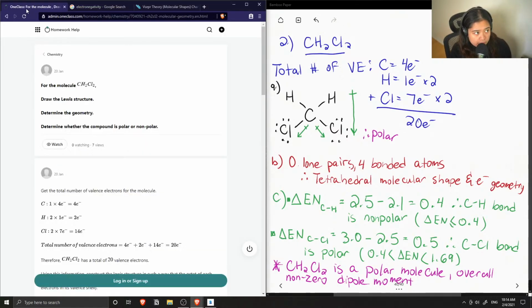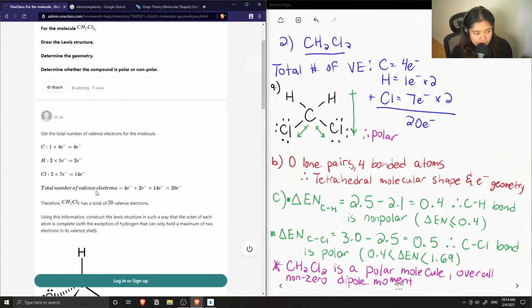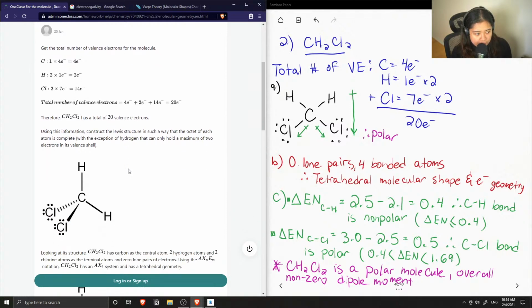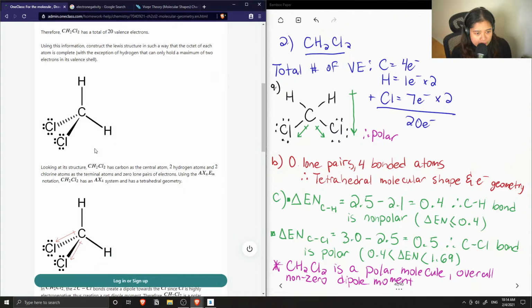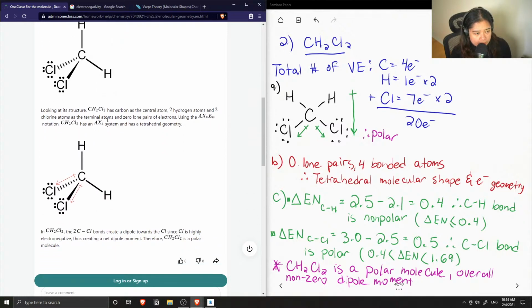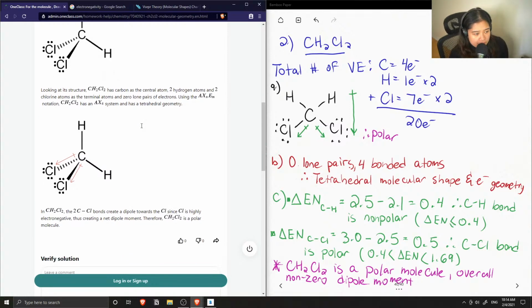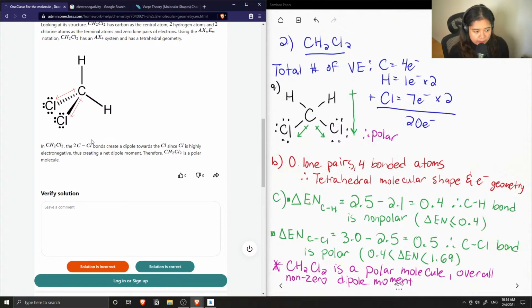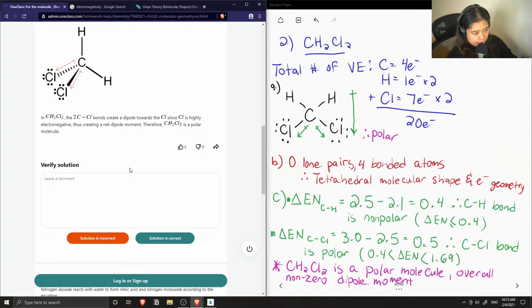Okay, so let's see what the junior tutor said. Get the total number of valence electrons for the molecule, so they also got 20. Using this information, construct a Lewis structure in such a way that the octet of each atom is complete. Okay, so they showed a 3D structure. And looking at its structure, CH2Cl2 has a carbon as the central atom, 2 hydrogens, 2 chlorines, so it has a tetrahedral geometry. And because the 2 chlorine bonds create a dipole moment towards chlorine, since chlorine is more electronegative, this creates a net dipole moment. Thus, we have a polar molecule. Okay, so this solution is correct.